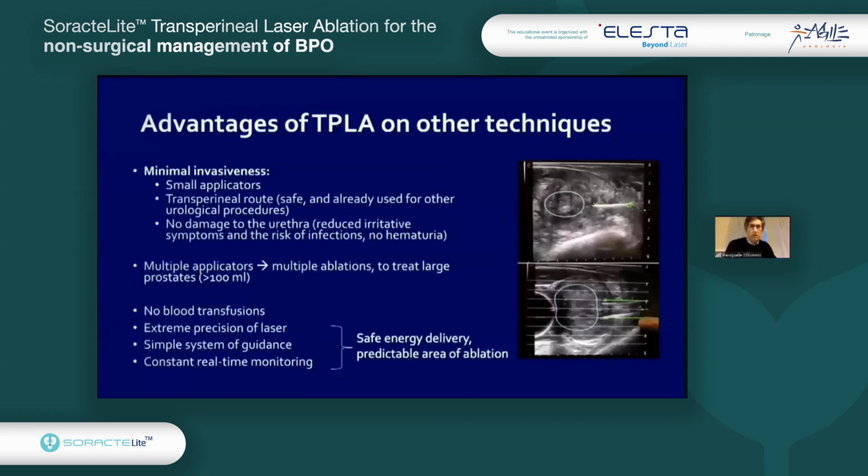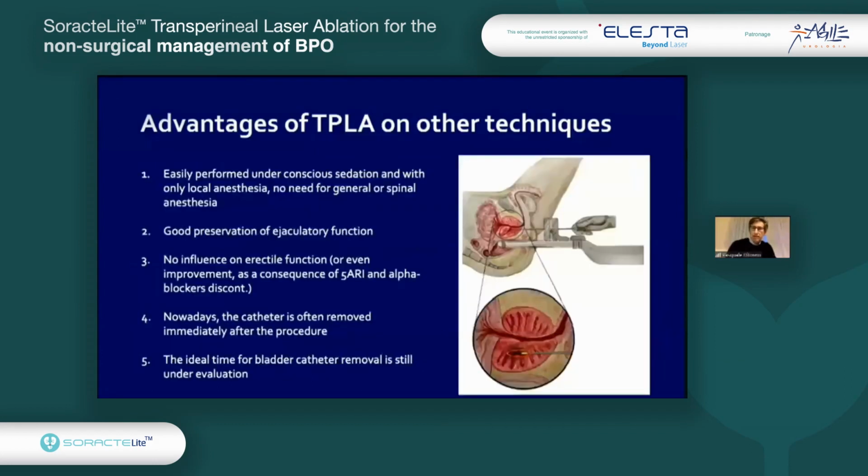Already Luigi told us there is minimal invasiveness. There are small applicators. The transperineal route is safe, already used for biopsy. There is no damage to the urethra, so no irritative symptoms, no risk of infection, no hematuria. You can use multiple applicators and do multiple ablations to treat a big prostate, also the middle lobe. There is no need for blood transfusion. It's a very precise procedure with a very simple system of guidance, and you can do real-time monitoring. So it's a safe energy delivery, and the area of ablation is predictable.